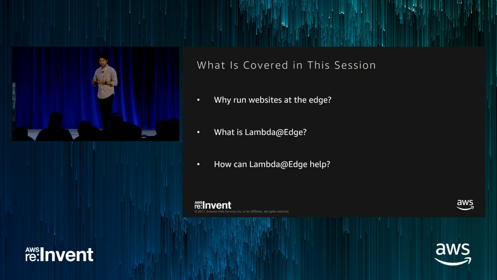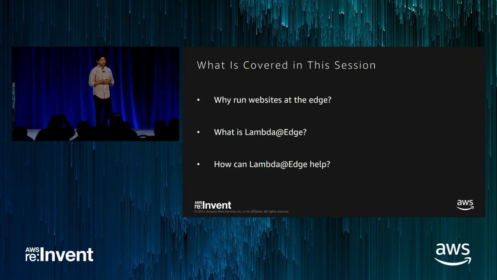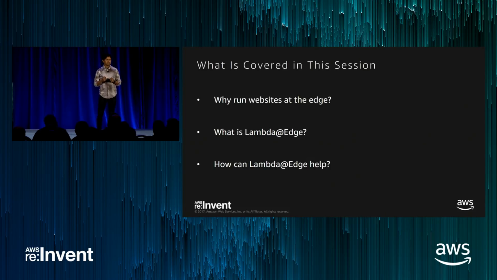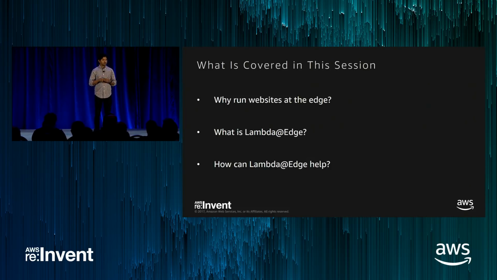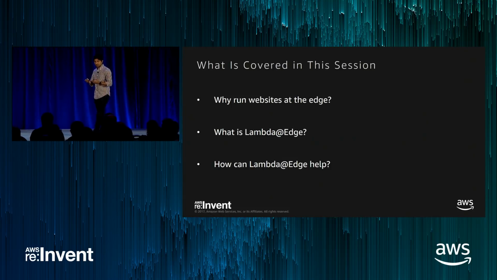And as we go through the evolution, we'll discuss why it is beneficial to run websites at the edge. We'll take a look at some of the key functionalities and capabilities of Lambda at the edge. And we'll discuss various use cases. We'll share some code samples in terms of how you could build functionalities that are part of any typical website, and how you could run that in a serverless manner on the edge locations.